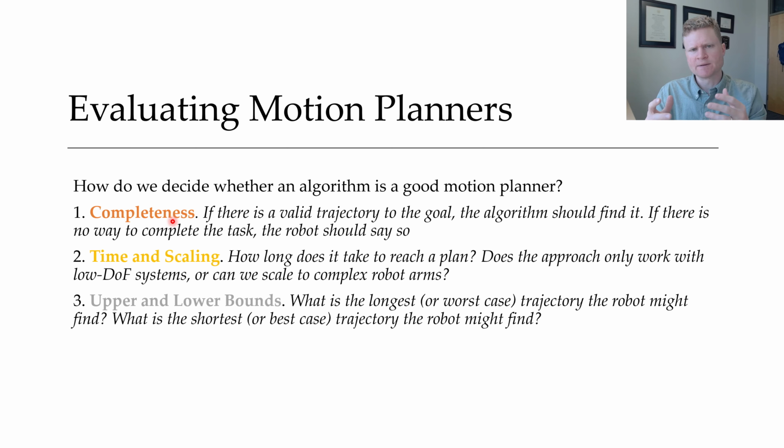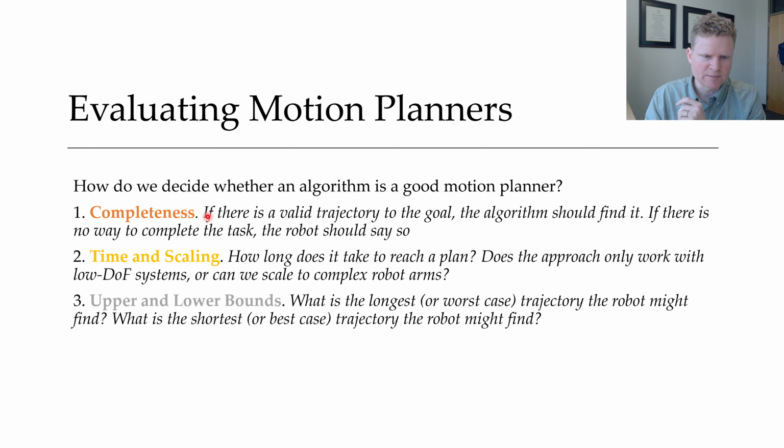So intuitively, if there is a valid path from the start to the goal, I want to make sure that I can find it. And if there is no path from the start to the goal, my motion planner should say so. It should say, hey, this is infeasible. A motion planner is complete if it can do these two things. If it can find a path if one exists, and if it can tell you there is no path if no path exists.